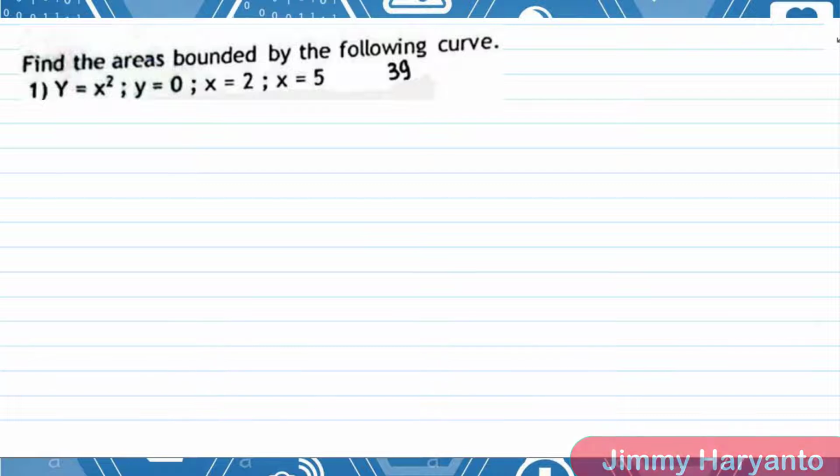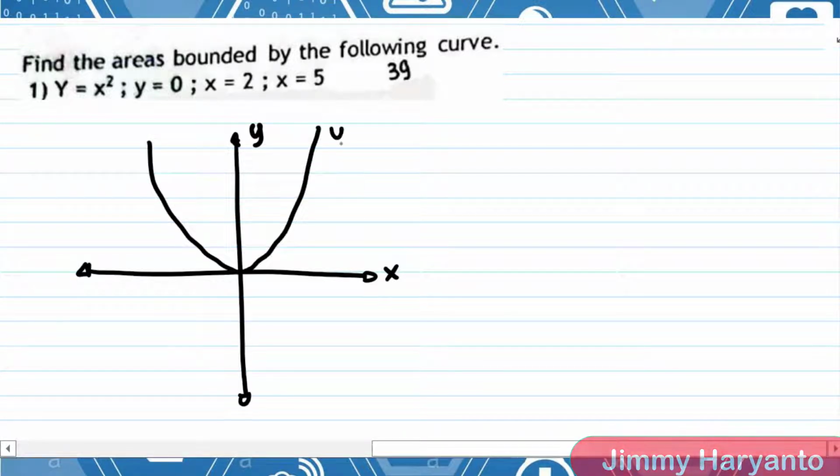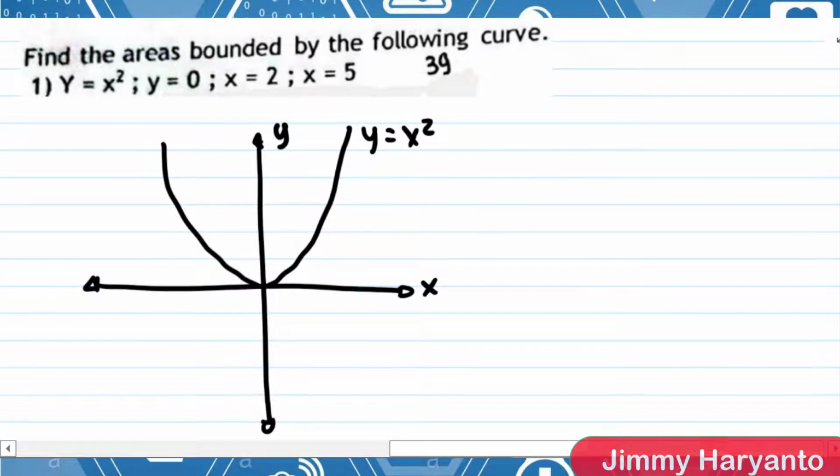Okay, the next is number 1. Find the area bounded by the curve y equals x squared, and then y equals 0, x equals 2, and then x equals 5. So first you have to draw y equals x squared. For y equals x squared, you don't have to calculate to sketch. You have to memorize that x squared is like this. Y equals x squared.